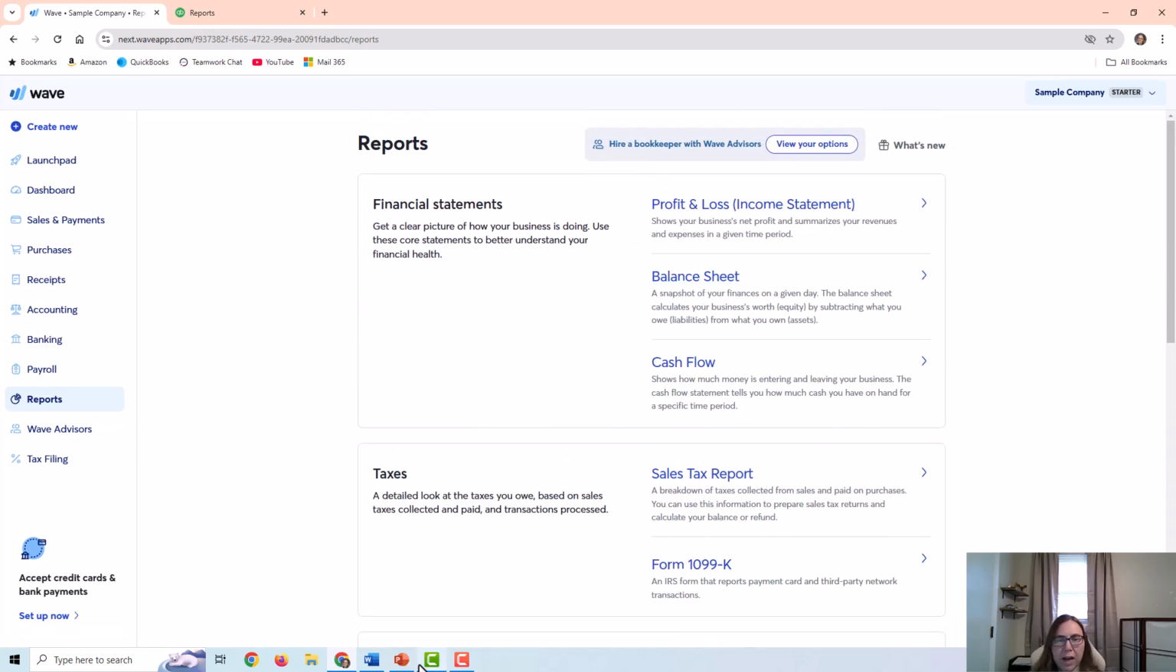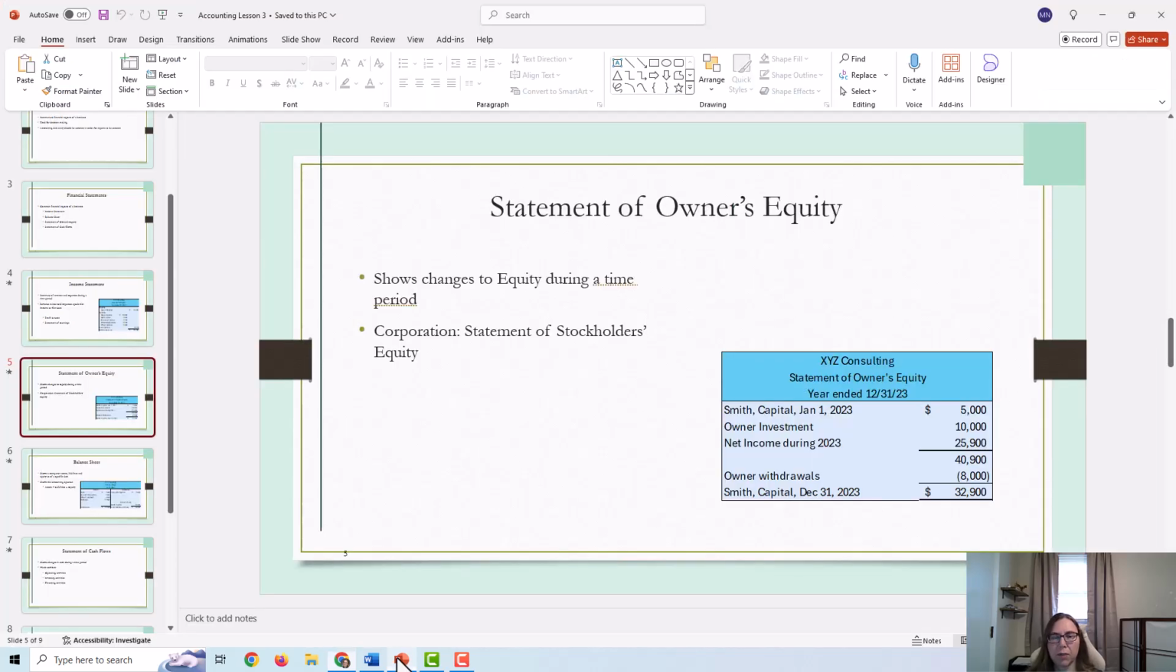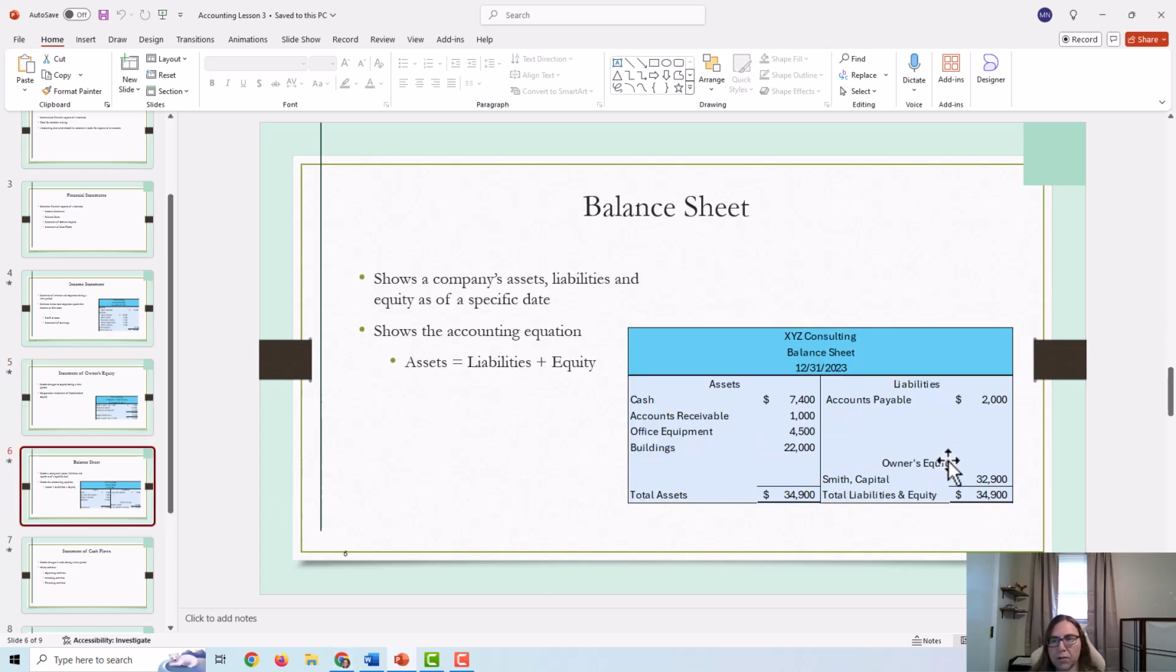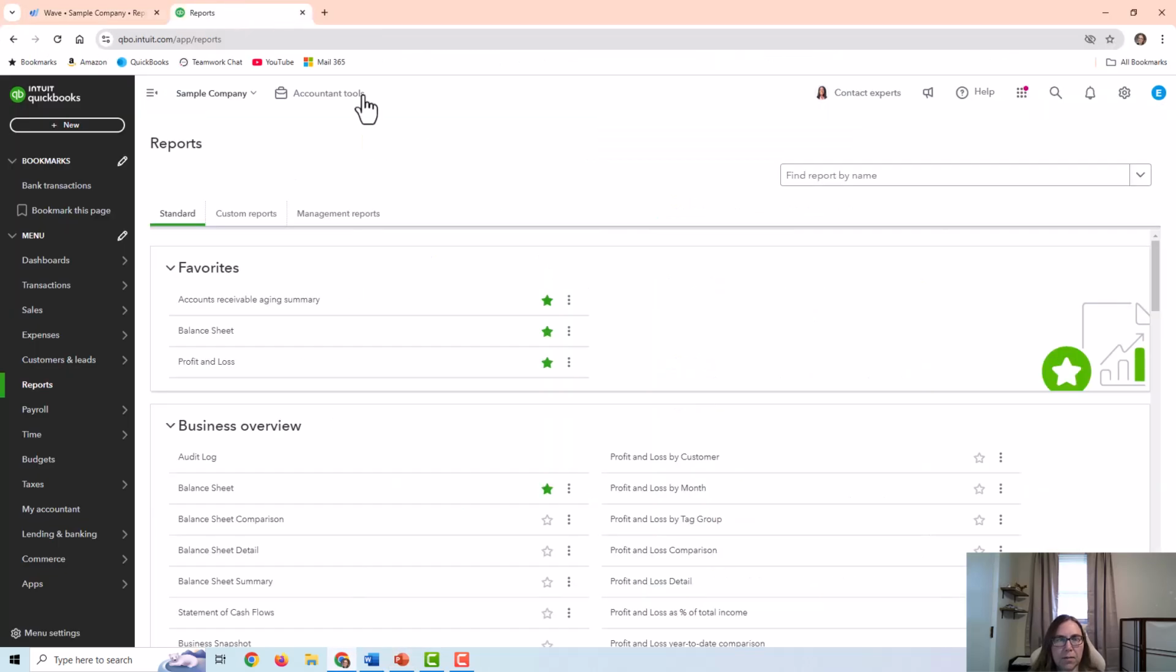So let's go back to the slide just so we can look at it one more time. So the statement of owner's equity that I talked about was beginning equity plus any additional investments during the period, plus net income minus owner draws, that's going to equal the ending capital. Okay, so that's what you saw here, and then that ending capital carried over to the balance sheet. But in QuickBooks, let's look at that first.